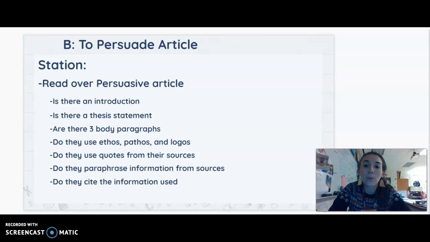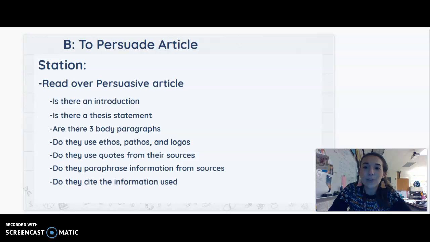Do they use quotes from their sources? So either they are using direct quotes or they're using statistics that should be cited from their resource material. Do they paraphrase information from the sources? Remember, paraphrasing, although it is in our own words, is not our original idea, so we still need to cite that information that we got it from somewhere else.